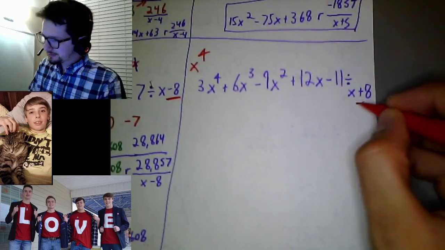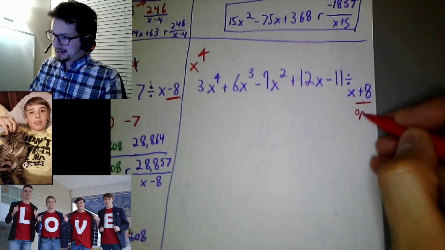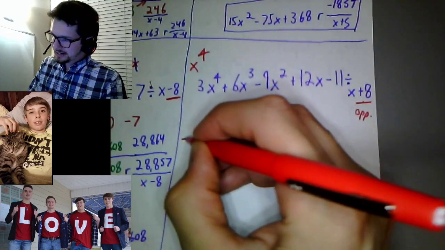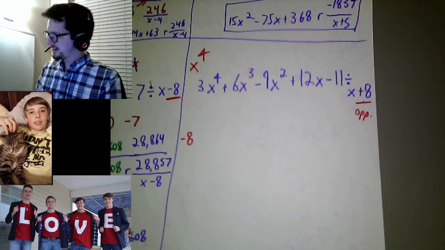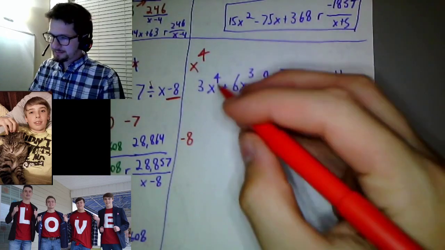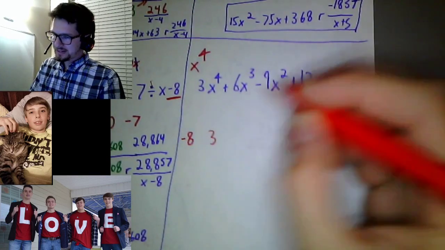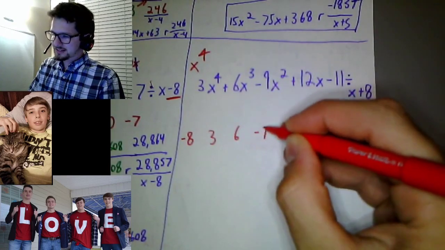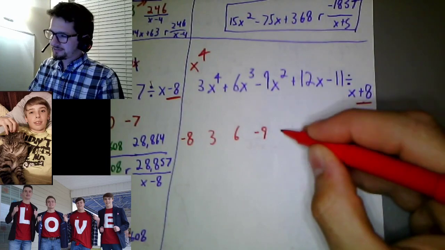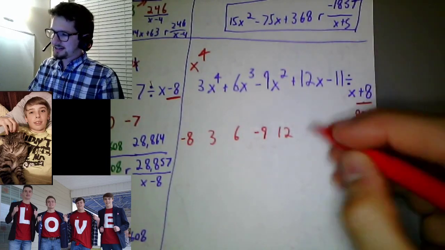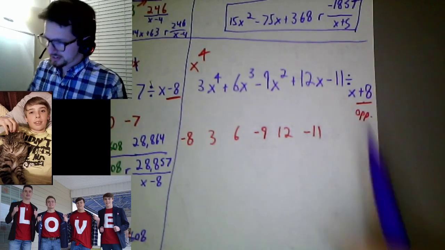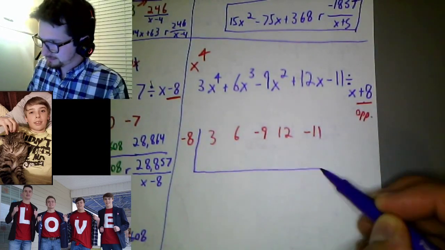Second, get my number. I have a plus 8. I take the opposite, so that plus 8 is going to turn into a minus 8, negative 8. Then I write all my coefficients. I have a 3 for x to the fourth. I have a 6 for x to the third. A negative 9 for x to the second. A 12 for just plain old x. And then a negative 11. Looks like this one's going to be a long one.